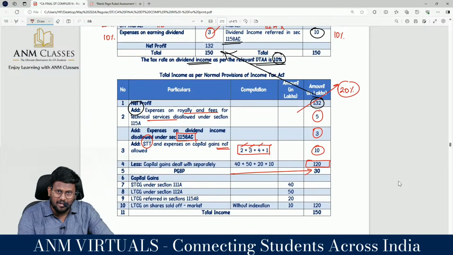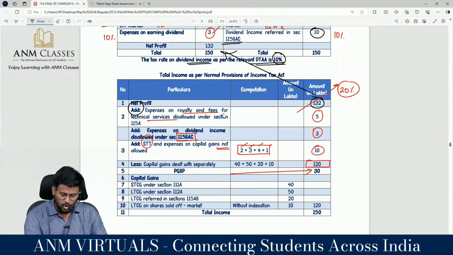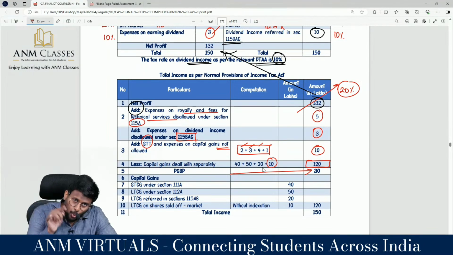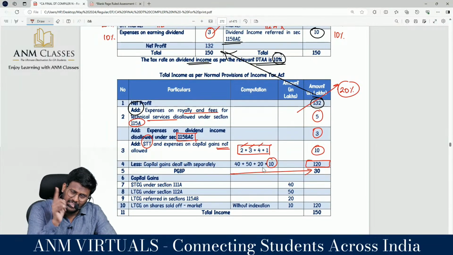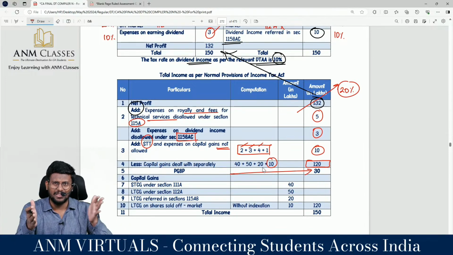So what I have done, I have taken the net profit. The expenses relating to royalty I have added back. Expense on royalty and fees for technical service disallowed under 115A. Sir, why are you doing this? Because this is MAT. You said that only the rate less than 15% has to be adjusted. No, sir. Sir, I am calculating both. I am calculating both under the normal provisions and the MAT provisions. Then only I will make you understand the difference between this and this.